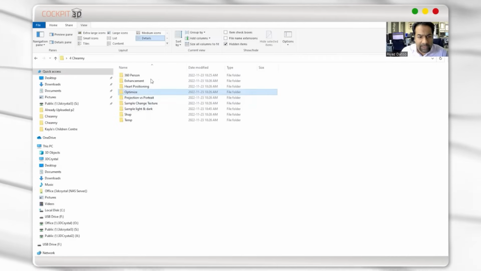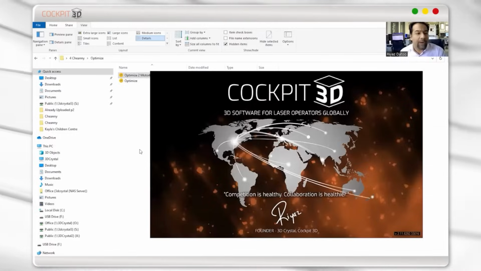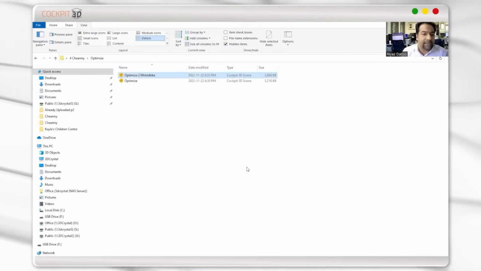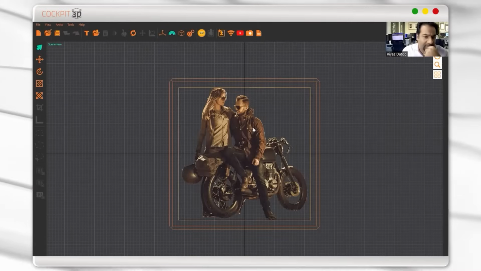There's three things that really go into a good quality file. First is the laser power. The second is the point space setting. And then the third is the optimization. Let's take this photo, for example, here.